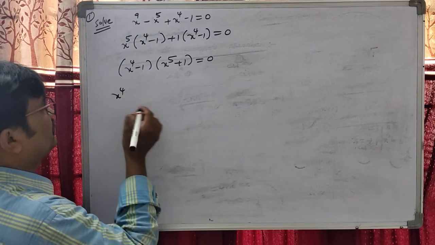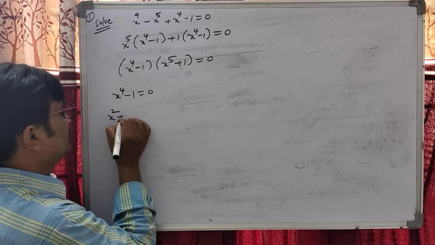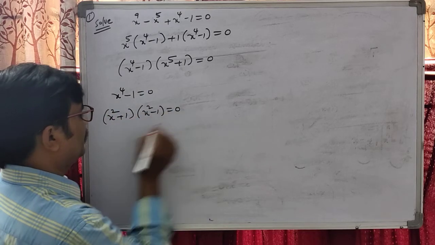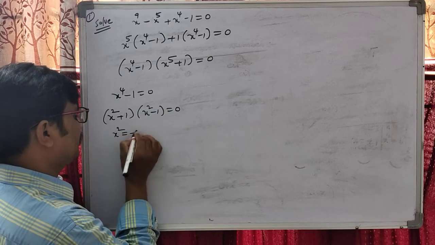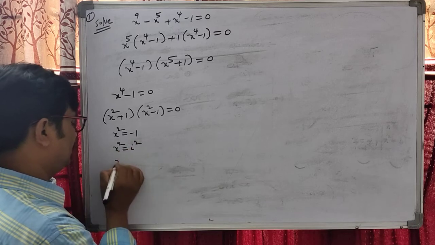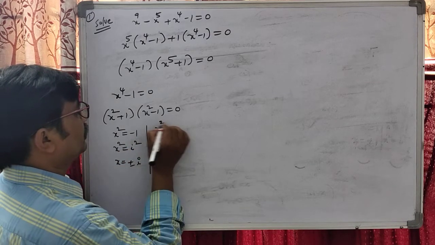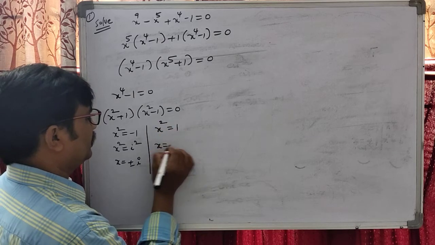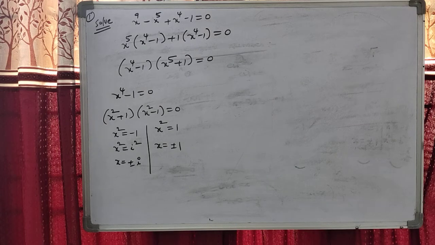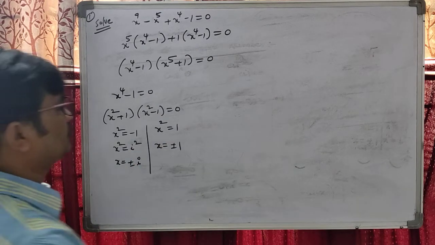After that, x power 4 minus 1 equal to 0. This is (x square plus 1) into (x square minus 1). First, x square equal to minus 1, which is i square, so x equal to plus or minus i. Then x square equal to 1, so x equal to plus or minus 1.